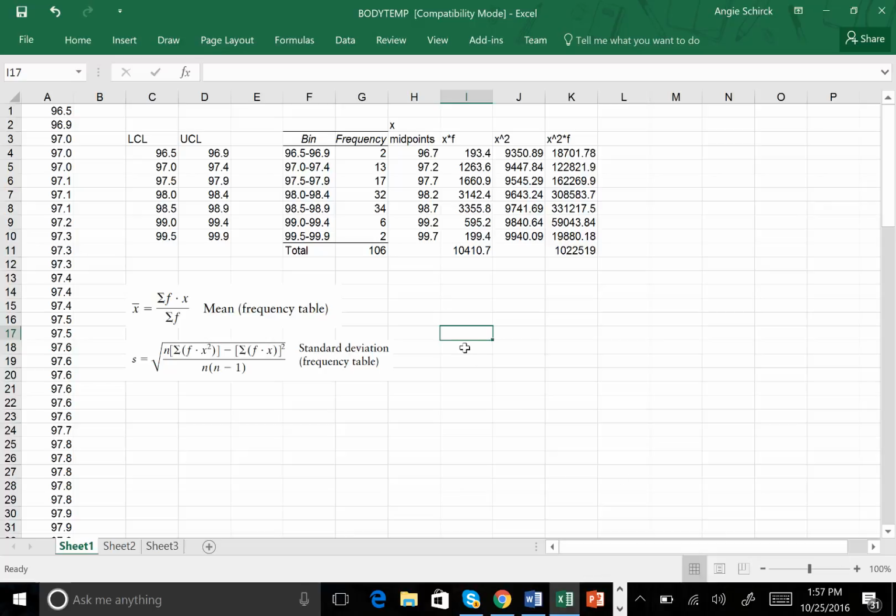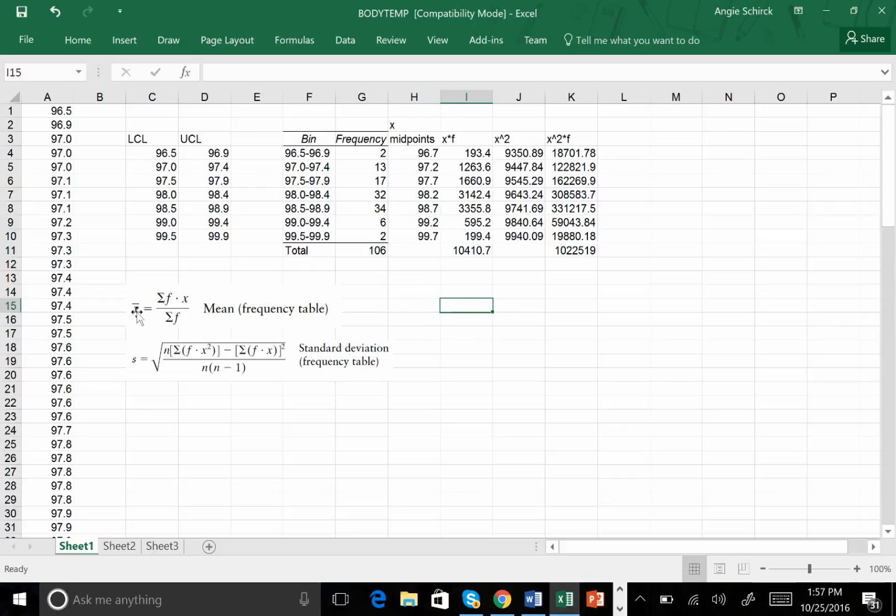Okay, so I've copied over here the two formulas that we need to use to find the mean and to find the standard deviation. Remember that n in the standard deviation formula stands for the total frequency, which is 106, and the sum of f in the mean formula stands for the total frequency, which is also 106. So following these formulas, now that we have these three columns that we needed, actually this column and this column specifically, we have the sums of those things.